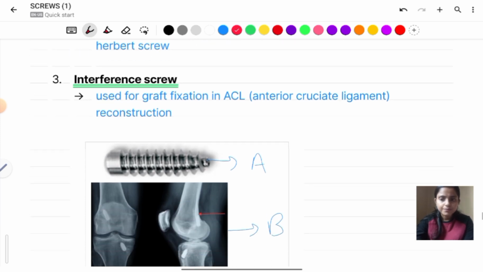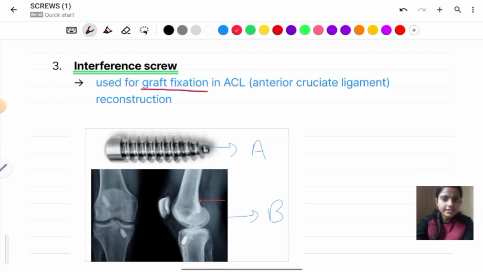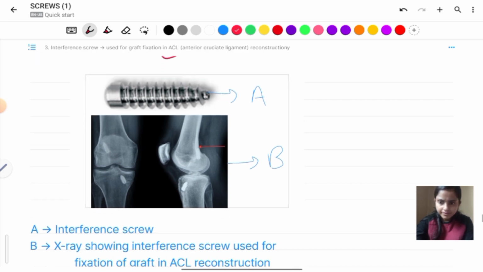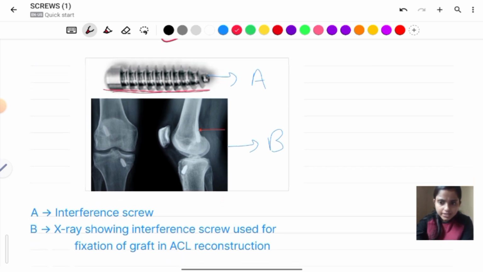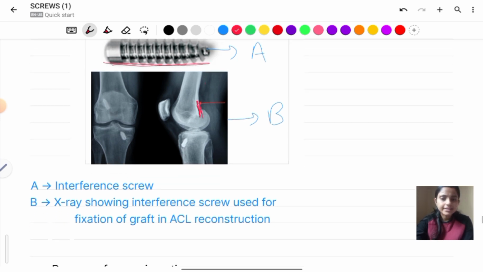Interference screw. It is used for graft fixation in anterior cruciate ligament reconstruction. This is the interference screw, and this is the X-ray showing the interference screw. This is the interference screw used for fixation of graft in anterior cruciate ligament reconstruction.